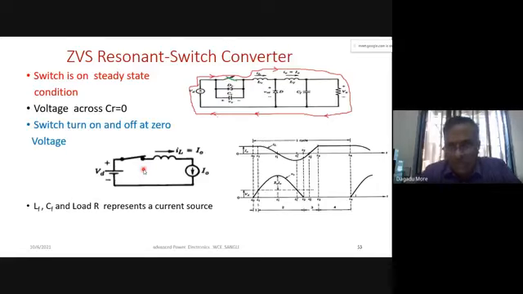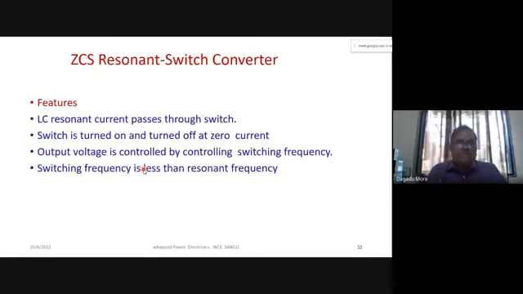Any question on ZCS? Turn on and turn off both at zero current, so the switching losses will be very less in this case. Any question? Am I audible?